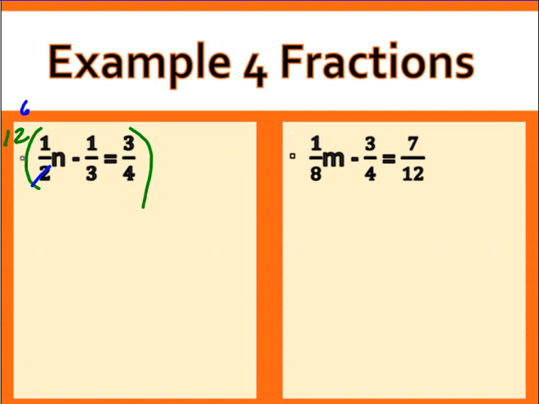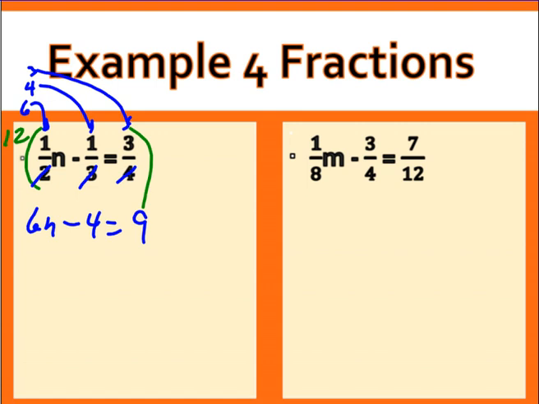And then I have 6 times 1, n, gives me 6n. 12 divided by 3 is 4. So 4 times 1 is 4. Bring my minus sign down. 12 divided by 4 is 3. So I multiply 3 times 3 gives me 9.